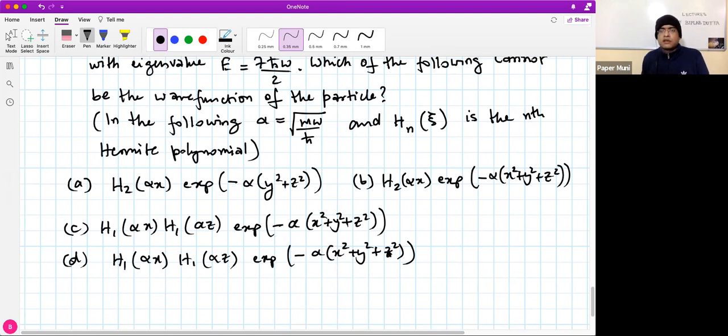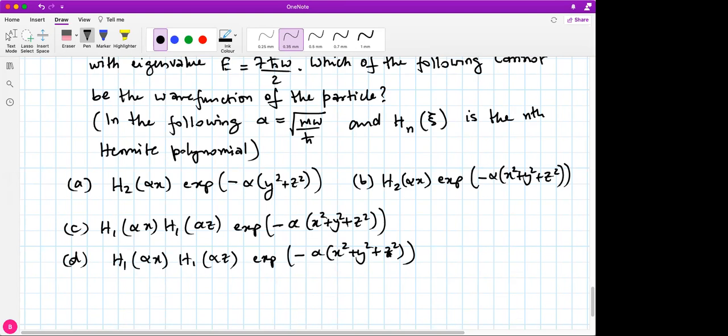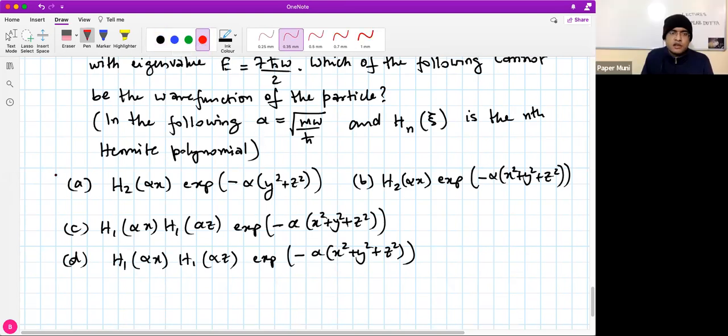Just without solving anything, which option is completely invalid? A. Yeah, A, because we know that if it's a 3D oscillator, the exponential term will have all the components, like x square will also be present. So x square is missing here. This cannot be true in any way. Without even calculating, you know this option is wrong.